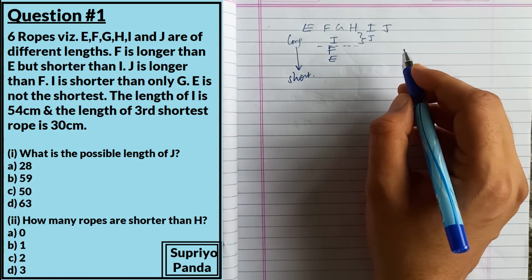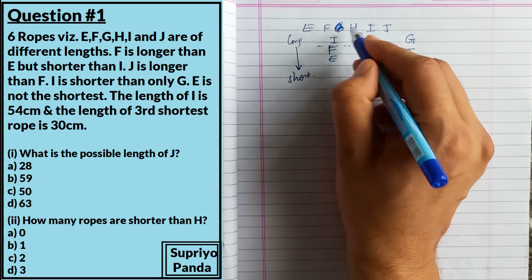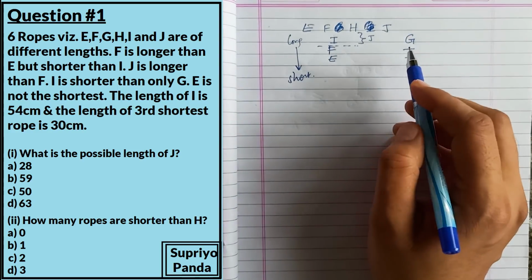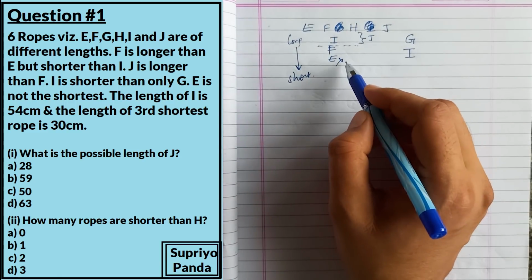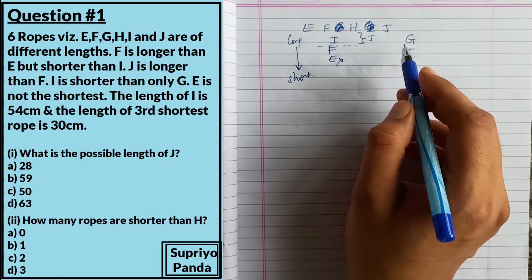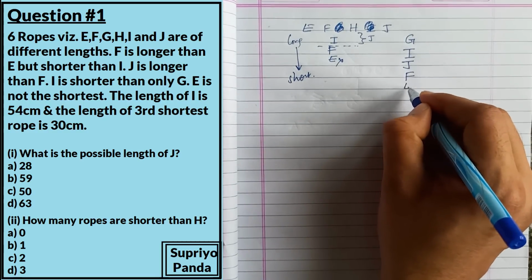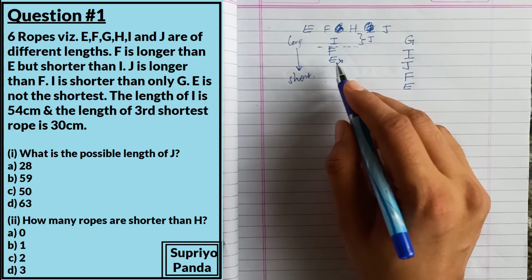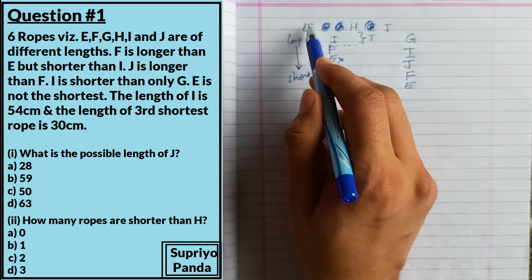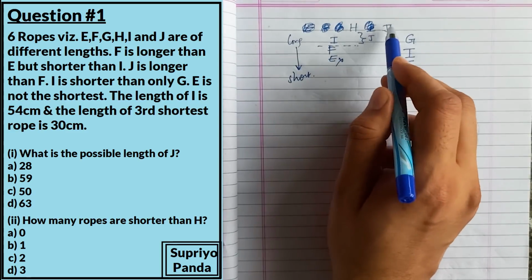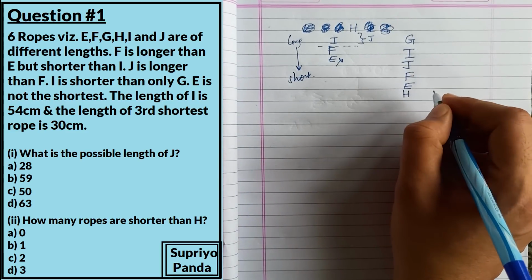I is shorter than only G. So G, then you have I. Now we can cut G, we can also cut I. Now E is not the shortest. What does that tell us? This tells us that we can easily arrange it now. So J will be over here, F will be over here, E will be over here, and since E is not the shortest, and we have already gone through F, E and J, only H is outstanding and we are putting H over here.